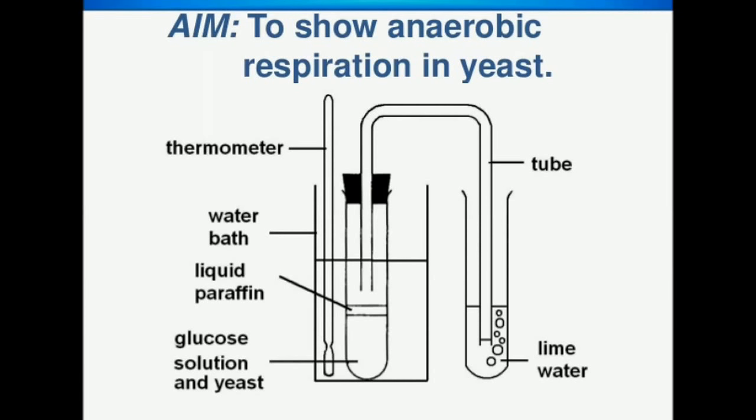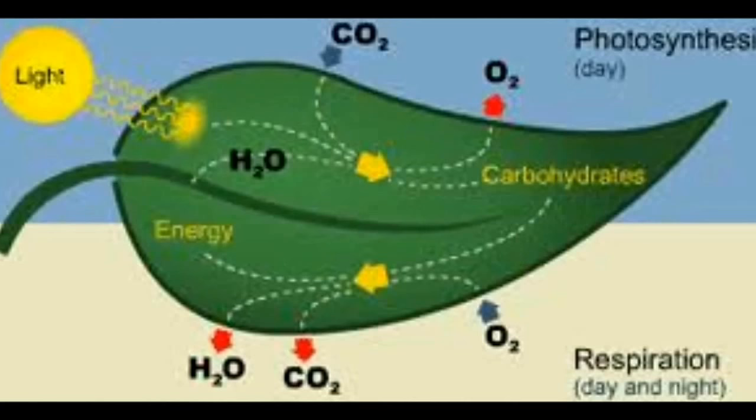And this is the experiment to show that carbon dioxide is released in anaerobic respiration with the help of yeast, and temperature is increased in anaerobic respiration. Here glucose solution mixed with yeast is placed in the bottle and closed using paraffin, and a tube is fixed into the lime water. To observe the change in temperature, we place a thermometer.